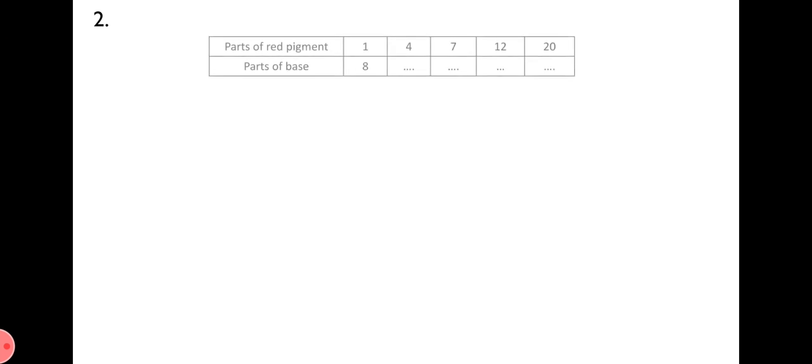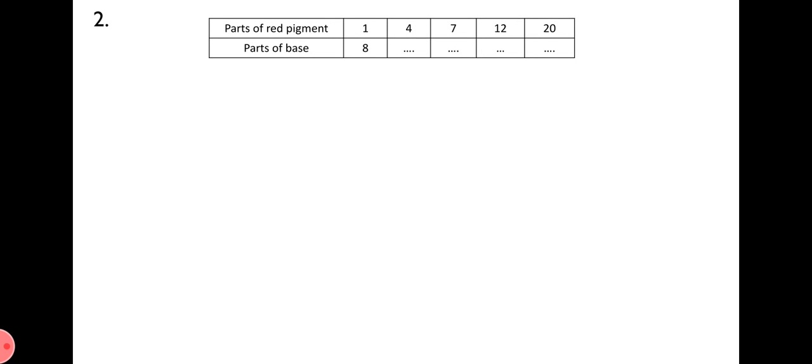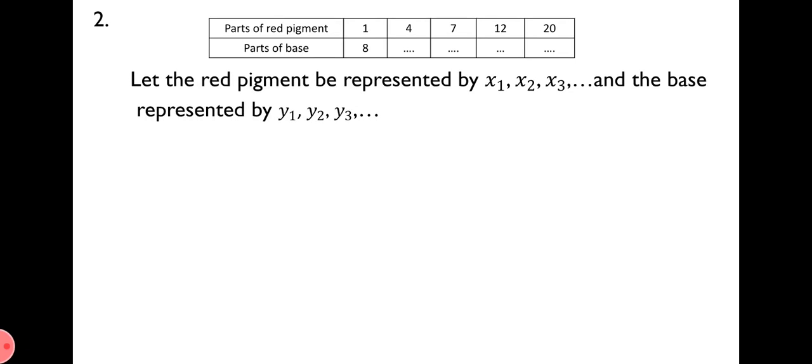Now let us see the table first. Here you can see the table. We will copy the table first, that is parts of red pigment given as 1 and parts of base added given as 8. We have to find that if the parts of red pigment are 4, how many parts of base should be added. Similarly for 7, how many, for 12, how many, for 20, how many. So let the red pigment be represented by x1, x2, x3 and so on, and the base represented by y1, y2, y3 and so on.